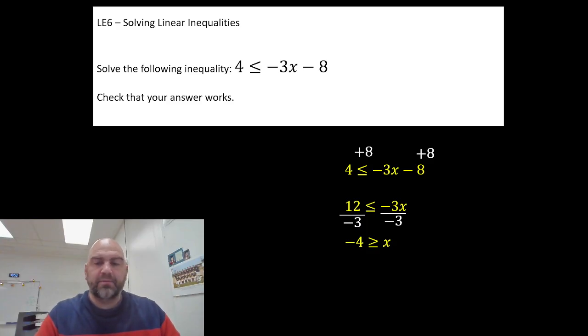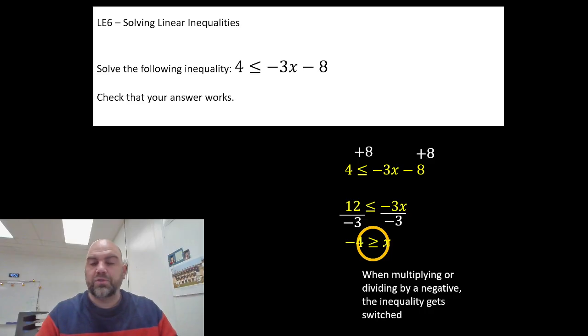So it's very, very important that we do this because when we are trying to solve things, it does make a difference. X has to be less than negative 4 to make this whole thing work, and it can't be greater than negative 4. So we have to know that when we multiply or divide by a negative number, and that doesn't matter if it's a negative fraction or decimal or integer, we have to switch the inequality.